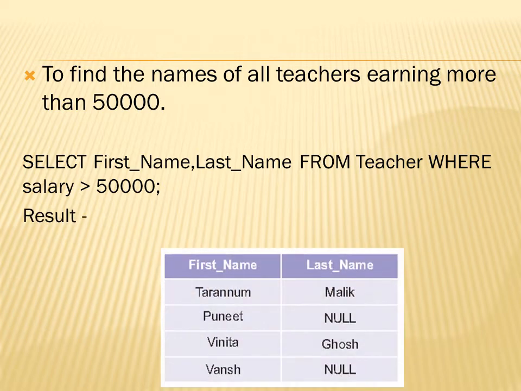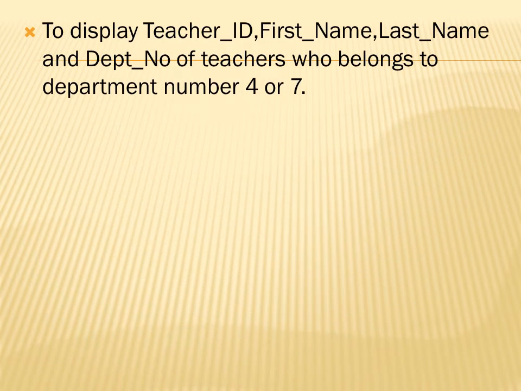Now see the output. So those who are getting more than 50,000 salary will be displayed. Only the first and last name. If you put the asterisk mark, you will get all the details, but here I am using first name and last name. So this is the output I get. Now see the next one.